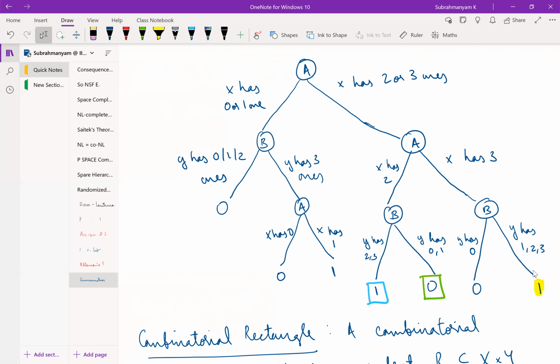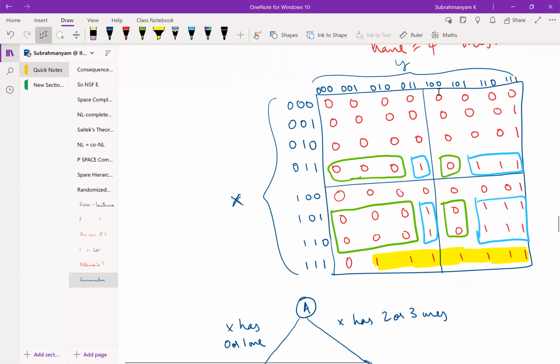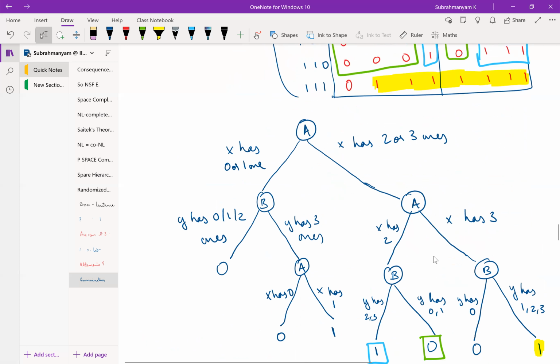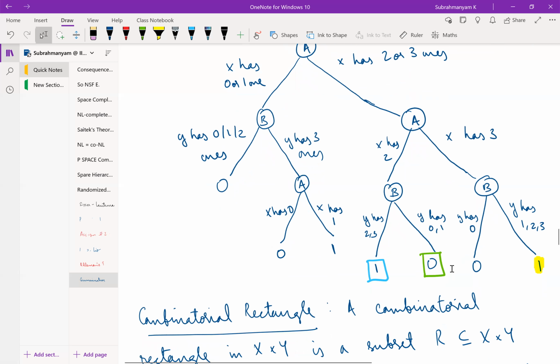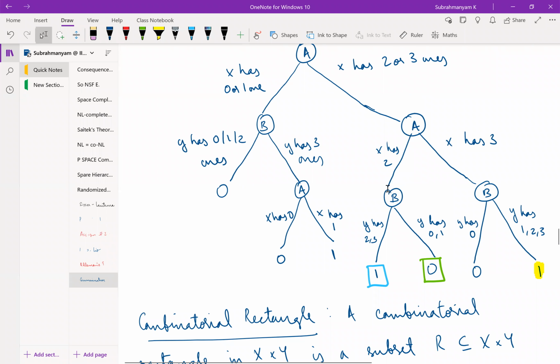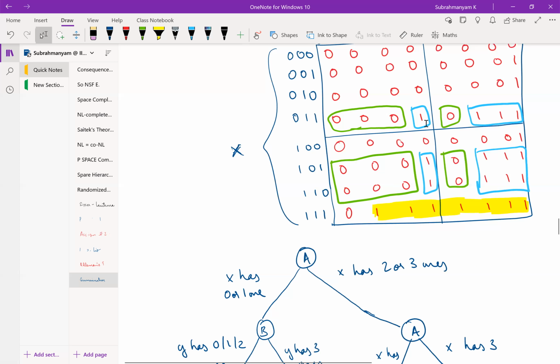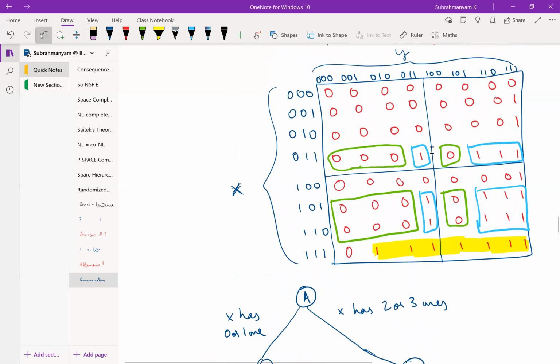Right. So now how many leaves are there? 1, 2, 3, 4, 5, 6, 7. And we know that there are 8 times 8, 64 entries. So let us see how some of these leaves are gathering some inputs. Let us take this leaf, which is circled with a blue square. We reach this leaf when X has exactly 2 ones and Y has 2 or 3 ones, which is exactly the part that I have marked here with a blue square.